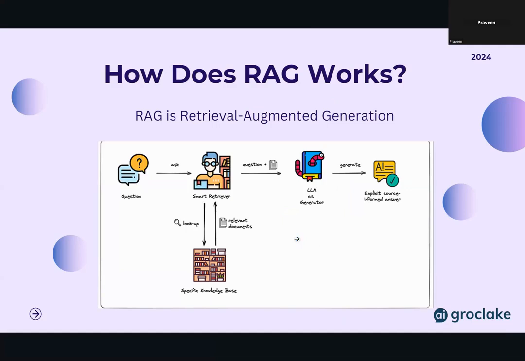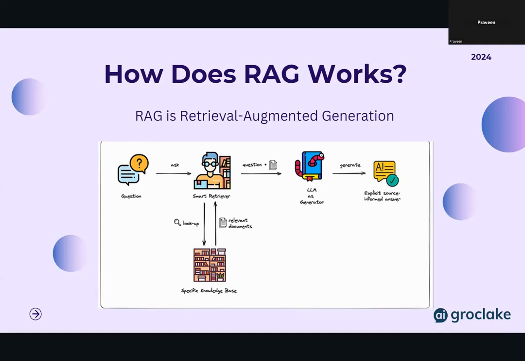First, let's understand how an LLM works. An LLM is already pre-trained on a large amount of data, so it takes your question and gives you an output on the basis of the data it has. For now, ignore the retriever and the specific knowledge base, and just imagine a question comes in and the LLM answers on the basis of the knowledge it has.